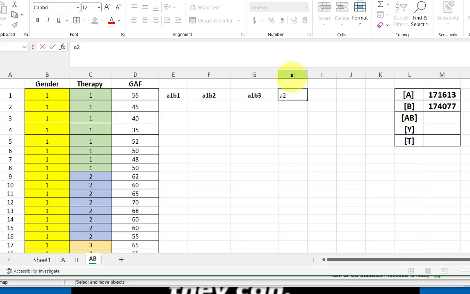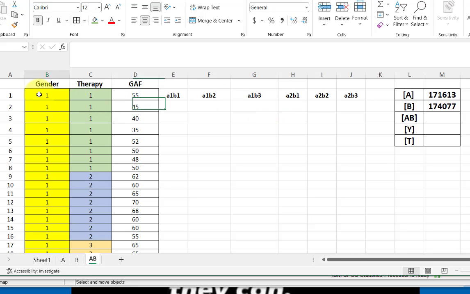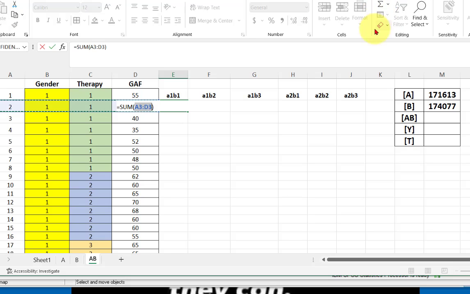A2, B1, A2, B2, and A2, B3. Good. Now we got to sum them up, right? So A1, B1. That's this group right there. So we're only talking about the DBs. We're going to take the sum of just this group. Enter.